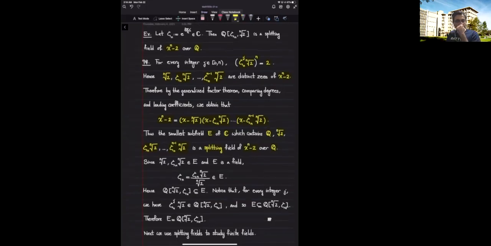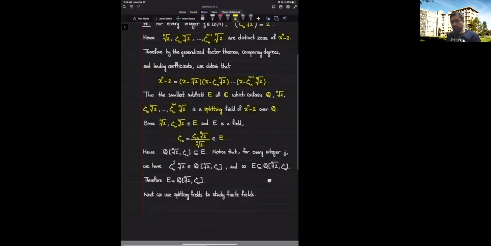Now, because the nth root of 2 and zeta sub n times the nth root of 2 are supposed to be inside this field, their fraction, their ratio, should be inside this field. That means the nth root of 2 and the nth root of unity should be inside E. The nth root of 2 should be inside E because of this. Now we deduce that the nth root of unity should be inside E. So Q bracket nth root of 2 and the nth root of unity, both of them should be inside E.